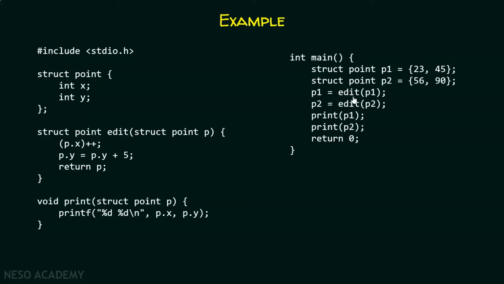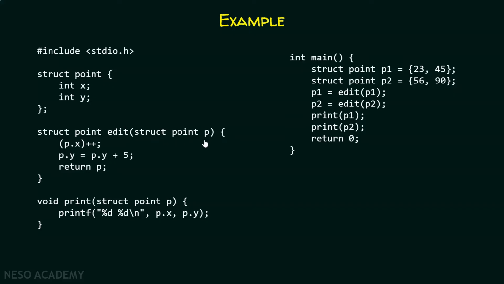Now we are calling this edit function, and in the first edit call, we are passing the copy of p1. You can see that I'm just passing the copy of p1, which is received by this p. This p variable is of type struct point. Obviously it has to be, because we are passing the p1 variable, which is of type struct point. The data type of parameter and argument must match. That is why this type must be struct point.